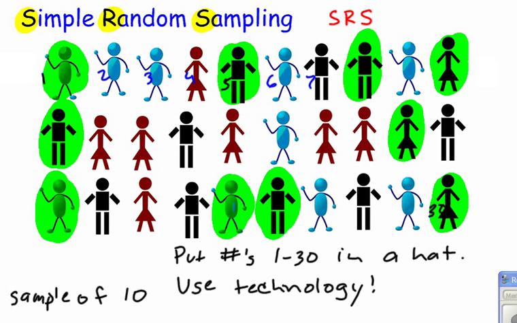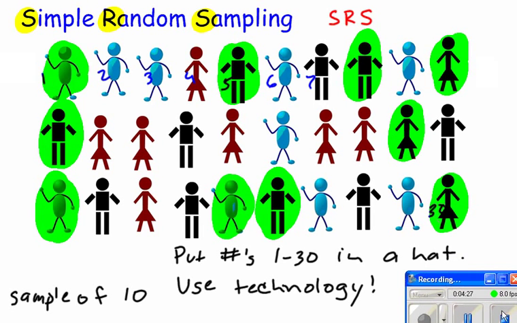So that would be my sample. 1, 2, 3, 4, 5, 6, 7, 8, 9, 10. I just interviewed those 10 people because those were the 10 numbers that came up on my calculator, or those are the 10 numbers that I drew out of a hat. That is simple random sampling. And we'll use simple random sampling for our other sampling techniques as well. So make sure that you understand SRS.